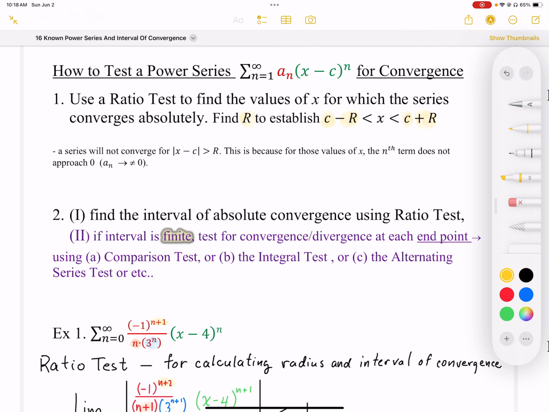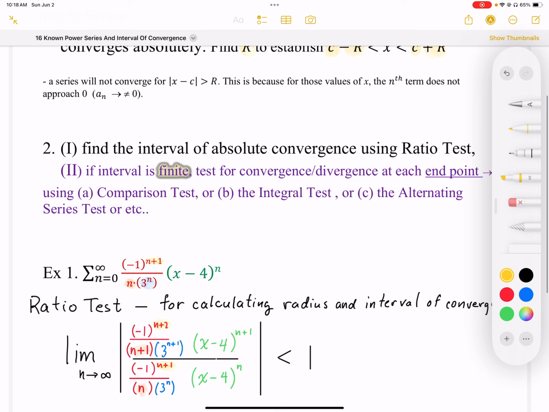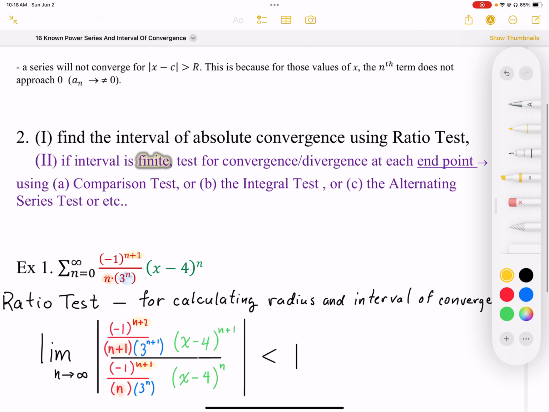So the first thing we're going to do is use the ratio test and find the interval of convergence. And then if the interval is finite, then we're going to test the endpoints for convergence using a comparison test, integral test, alternating series, or some other test to test the endpoints separately. So firstly, we're going to use a ratio test to find the radius and the interval of convergence. Once we find that, we're going to test the endpoints to see if we include the endpoints as part of the convergence. And we only do this if the interval is finite.